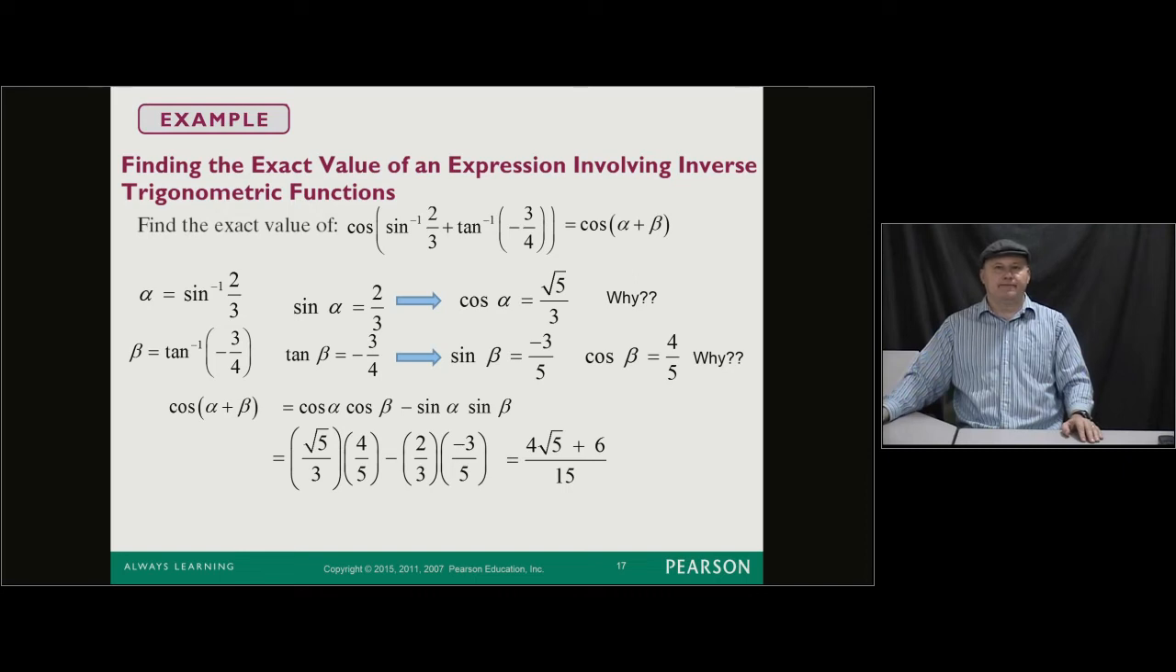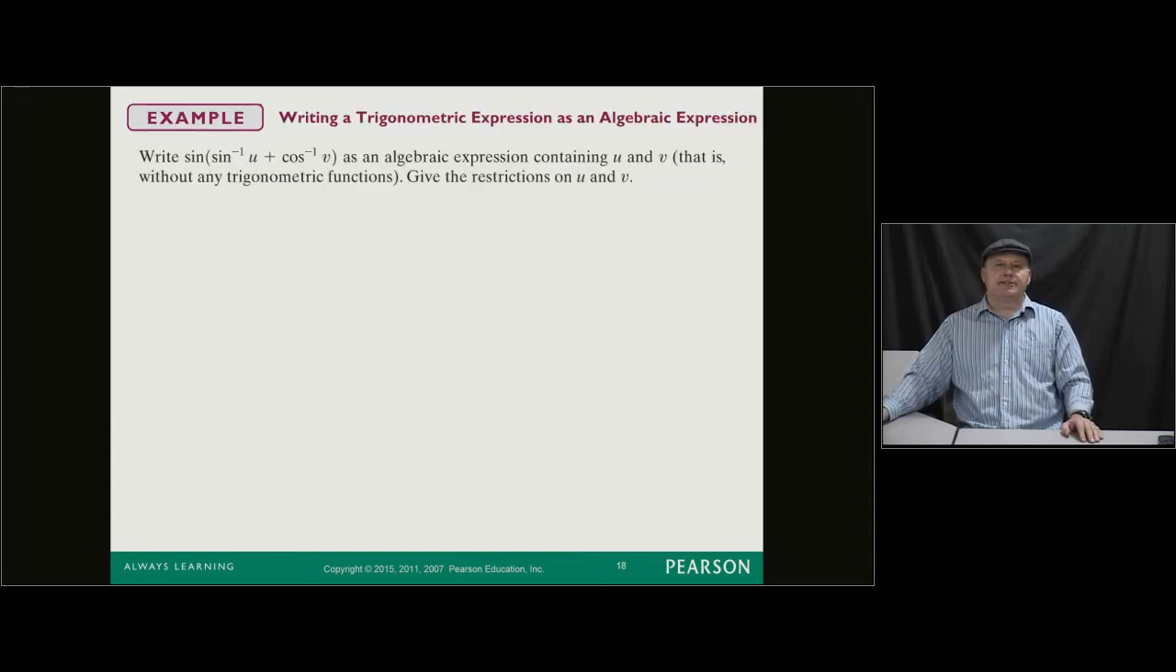Alrighty, pretty nifty little item there. Now let's look at this one. Writing a trig expression as an algebraic expression. Now this is kind of on the same lines as what we just did in the previous example, except the ratios are not there. They're just u and v in this case. But the process is exactly the same.